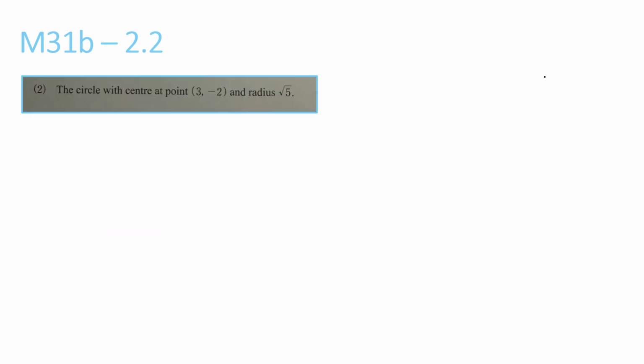And we can use the same formula, x minus a squared plus y minus b squared equals r squared. We can assume this is our a and this is our b, so we're left with x minus 3 squared plus y minus b. B already has a negative. Negative and a negative is a positive, so it's y plus 2 bracketed squared equals r squared. Our radius is root 5, so root 5 squared is root 5 times root 5, which is just 5, and that's your equation for that circle.